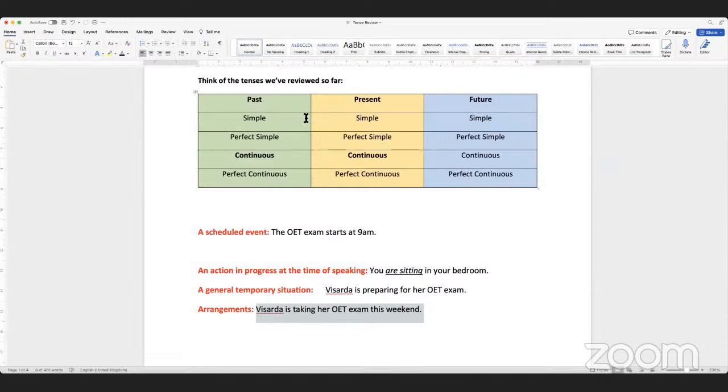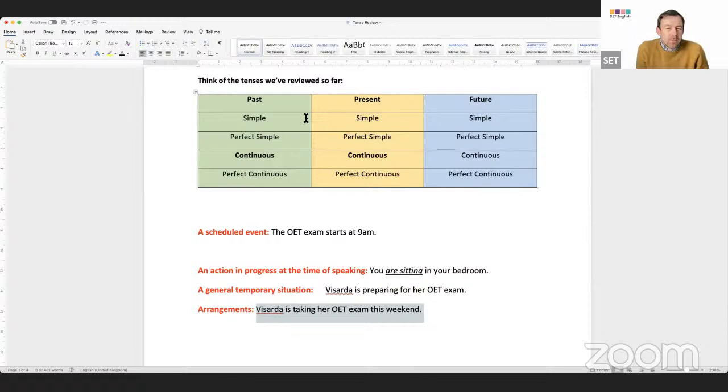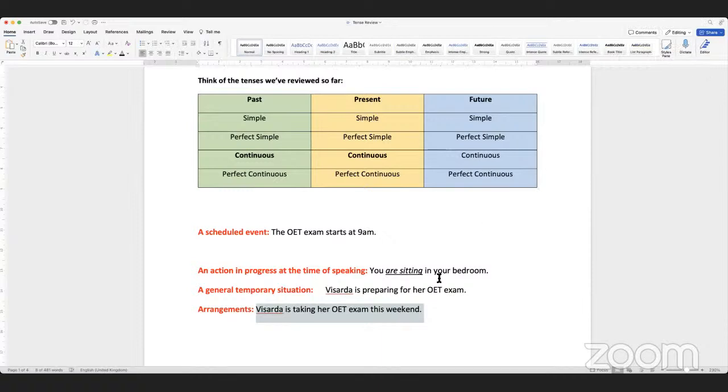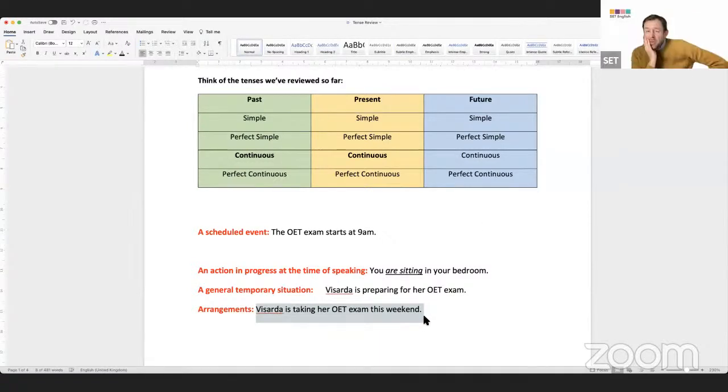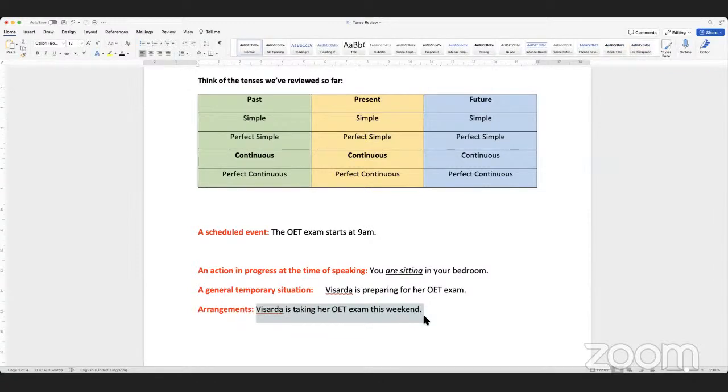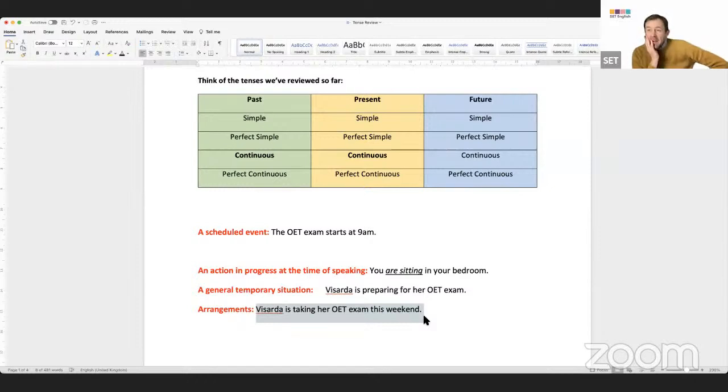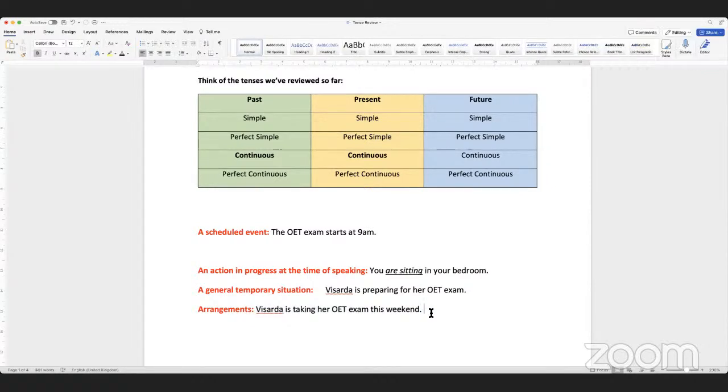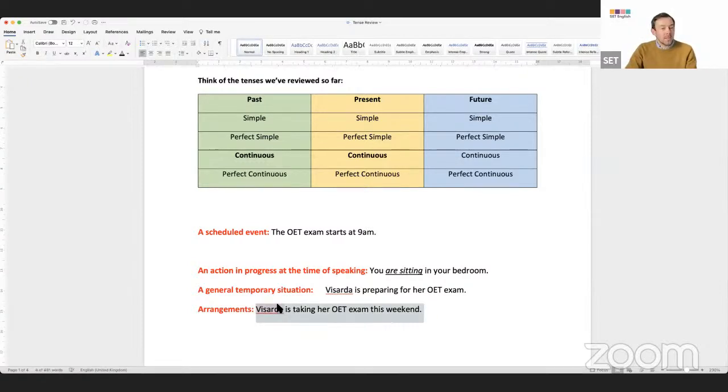Because if you think about it, what could stop Vizada taking her exam? Illness? Yeah, illness, family problem, not arriving on time, or the weather, maybe the train or the traffic would be too difficult. So there are lots of different things that could possibly get in the way. But the OET exam starts at 9.